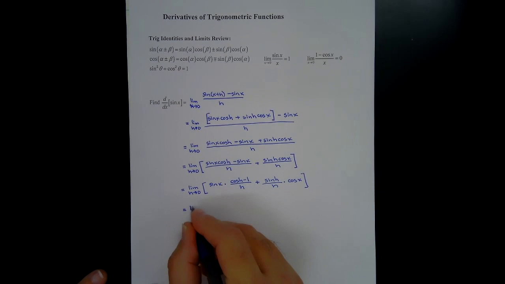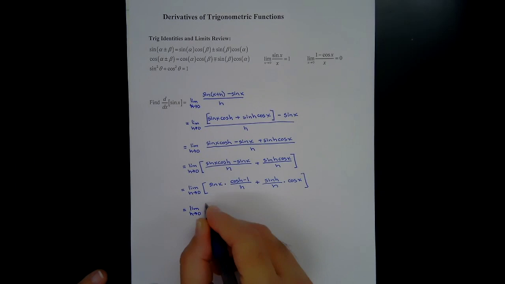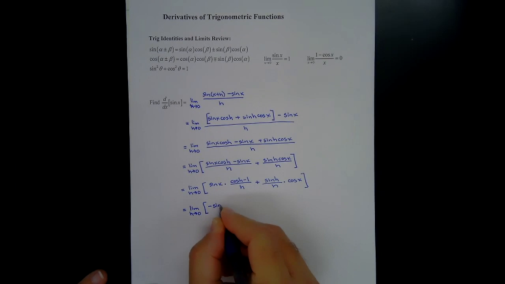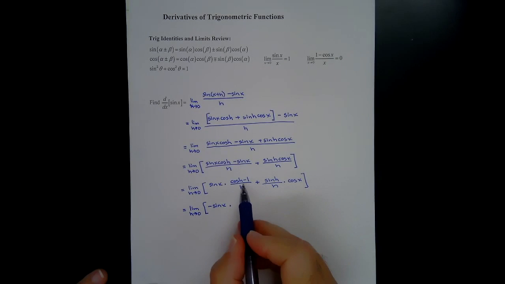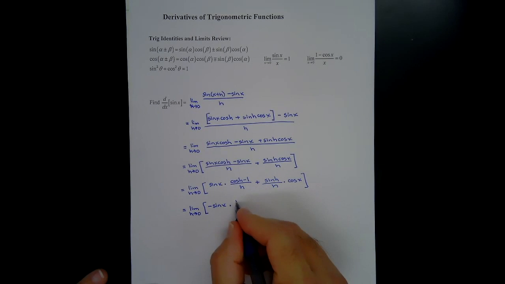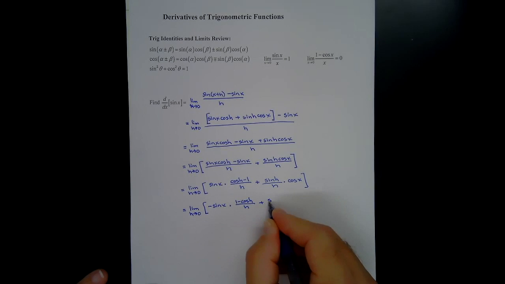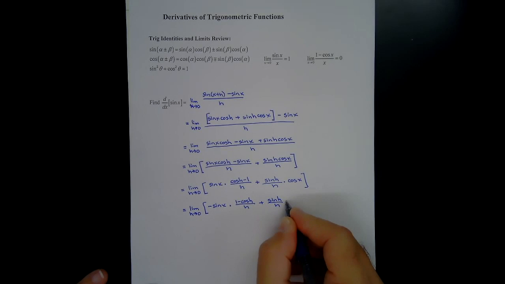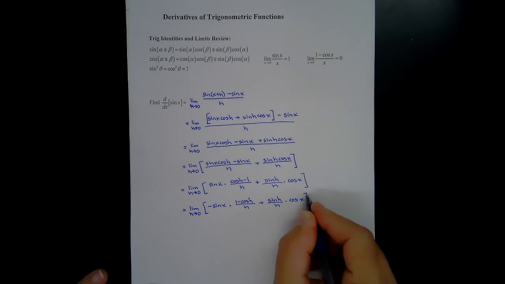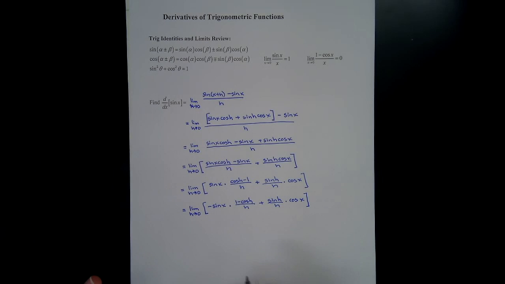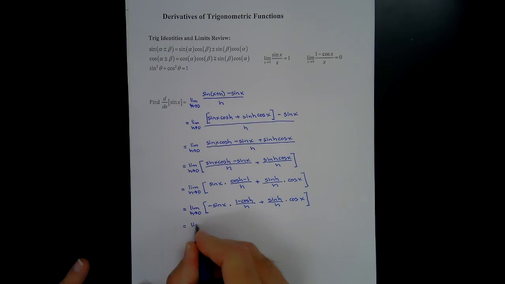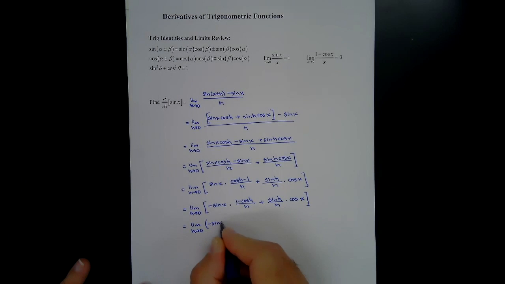So this is going to become the limit as h approaches 0 of negative sine of x times 1 minus cosine h over h, and then plus sine of h over h times cosine of x. So just rewriting things a little bit differently. And so I'm going to take the limit of this sum, and then I have to take the limit of each one of these individually. So this winds up being the limit as h approaches 0 of negative sine of x.